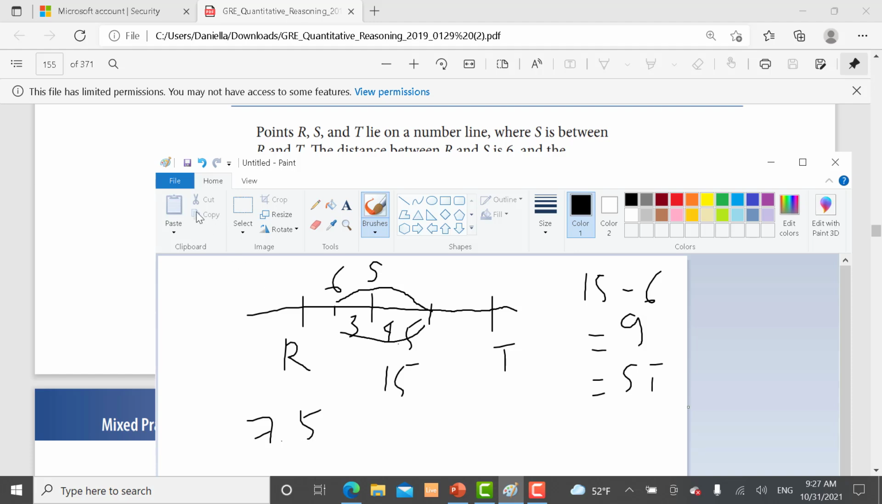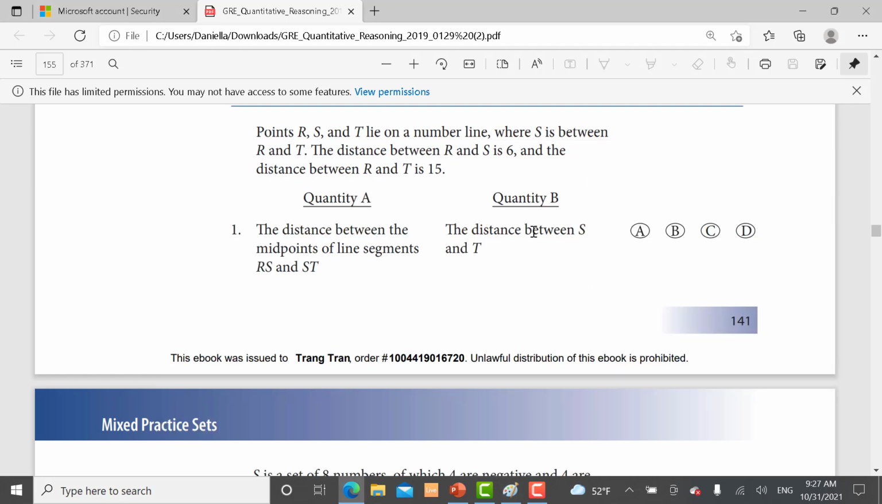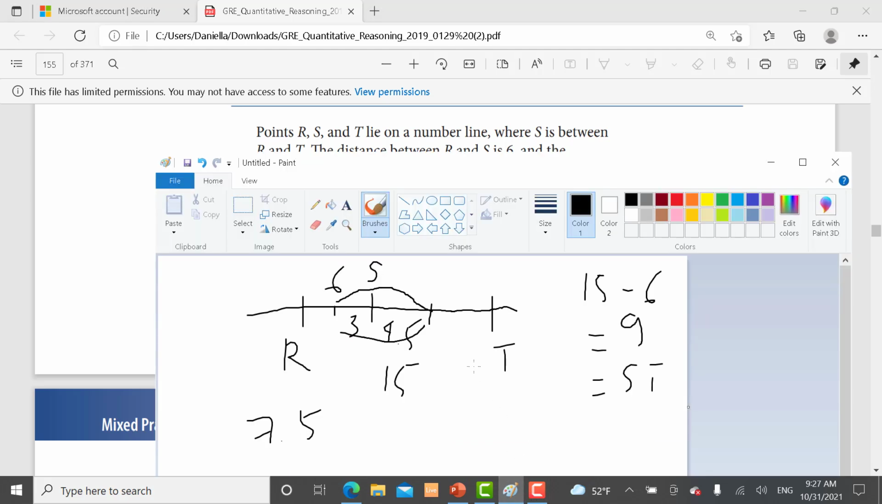Now let's find quantity B, the distance between S and T. From S to T is 9.